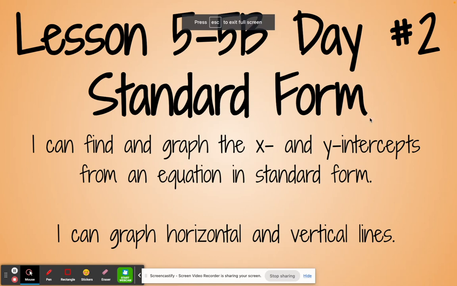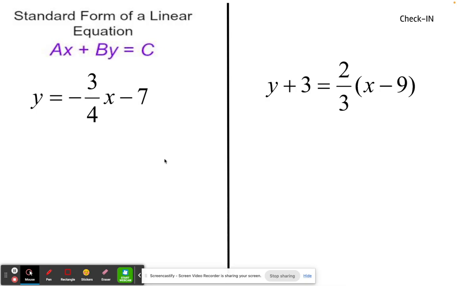Hi everyone. Today we are wrapping up lesson 5.5 with 5.5b day 2. We're going to continue to find and graph the x and y coordinates from an equation in standard form.